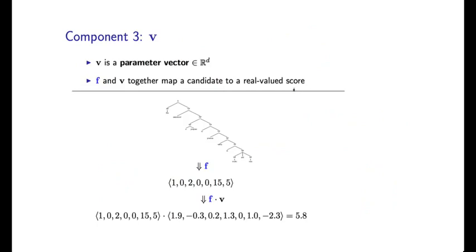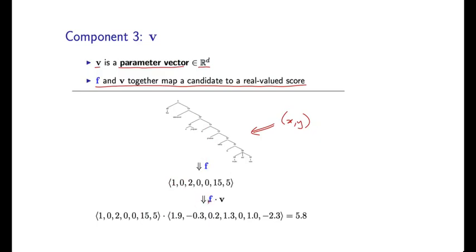The final component of global linear models is the parameter vector, and this is what is going to be actually learned from the training examples. So I'll use little v to refer to a parameter vector, which is also in d dimensions. Remember that the feature vector has d features. And we'll use f and v together to map a candidate structure to a real valued score. So if we take some xy pair, in this case it's a sentence paired with a parse tree, we can first map that structure to a feature vector through this function f.